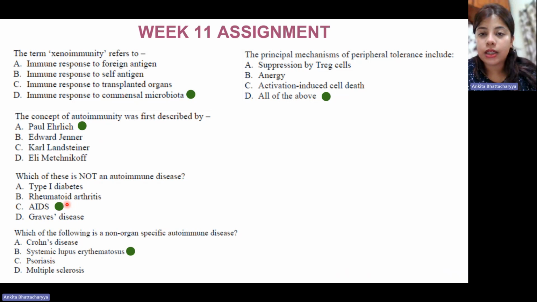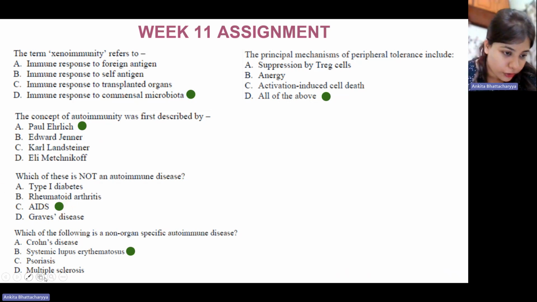Then comes the question about the principal mechanisms of peripheral tolerance. What does it exactly include? So we had discussed central and peripheral tolerance in the previous class. So what are the mechanisms that actually are included under it? The options here are suppression by Treg cells, anergy, activation induced cell death, or AICD, or all of the above.